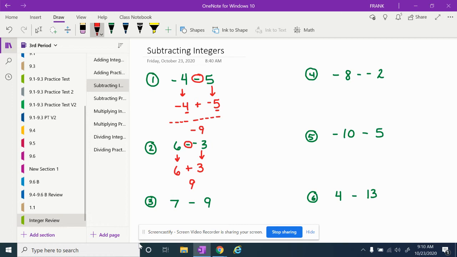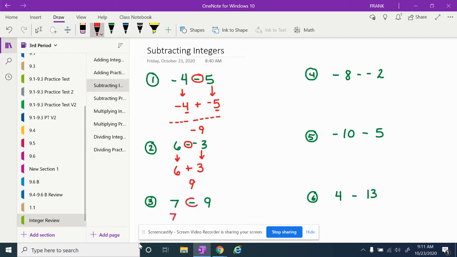Number 3, I have 7 minus 9. Now, here are the places where a lot of people get stuck because they just automatically see 9 and 7. They see the subtraction, they say 2. But that doesn't make sense because I'm taking a smaller number and then I'm subtracting a larger number. So I already know that it has to be a negative because if you take a smaller number minus a larger number, it's going to be a negative. But let's follow our rules. I have copy.